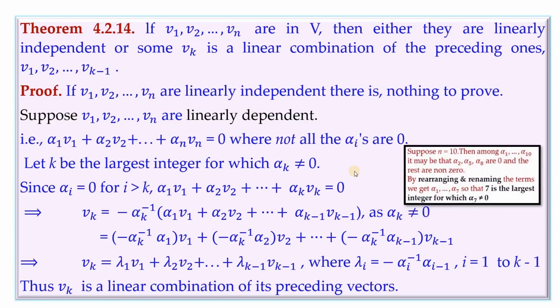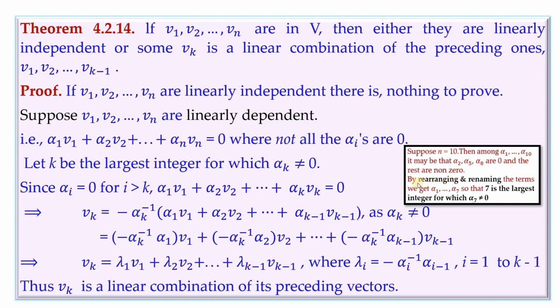So what is the meaning of this? Now suppose I have n to be say 10. That means we have V1 to V10 to be linearly dependent, say. And among alpha 1, etc., alpha 10, the scalars, we do not know. See, we have said that there exist scalars, not all zeros. So which ones are zeros? We do not know. Suppose my alpha 2, alpha 5, alpha 8 are zeros. Then of course the rest are non-zero.